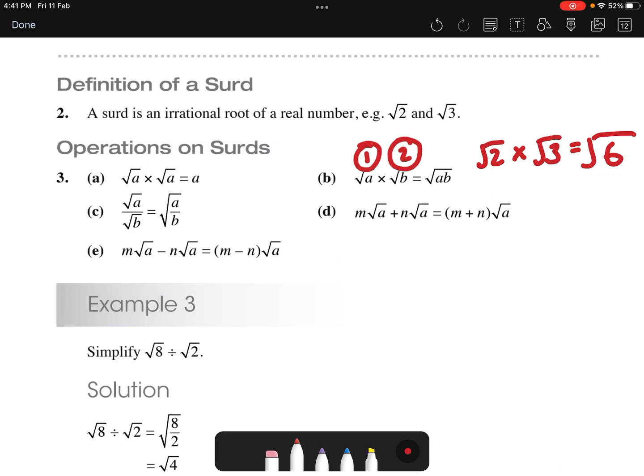Okay, so the third operation, which is square root a divided by square root b. In this case, you notice that there are two square roots. So when you manipulate, you can put one big square root. So it's one big square root of a divided by b.